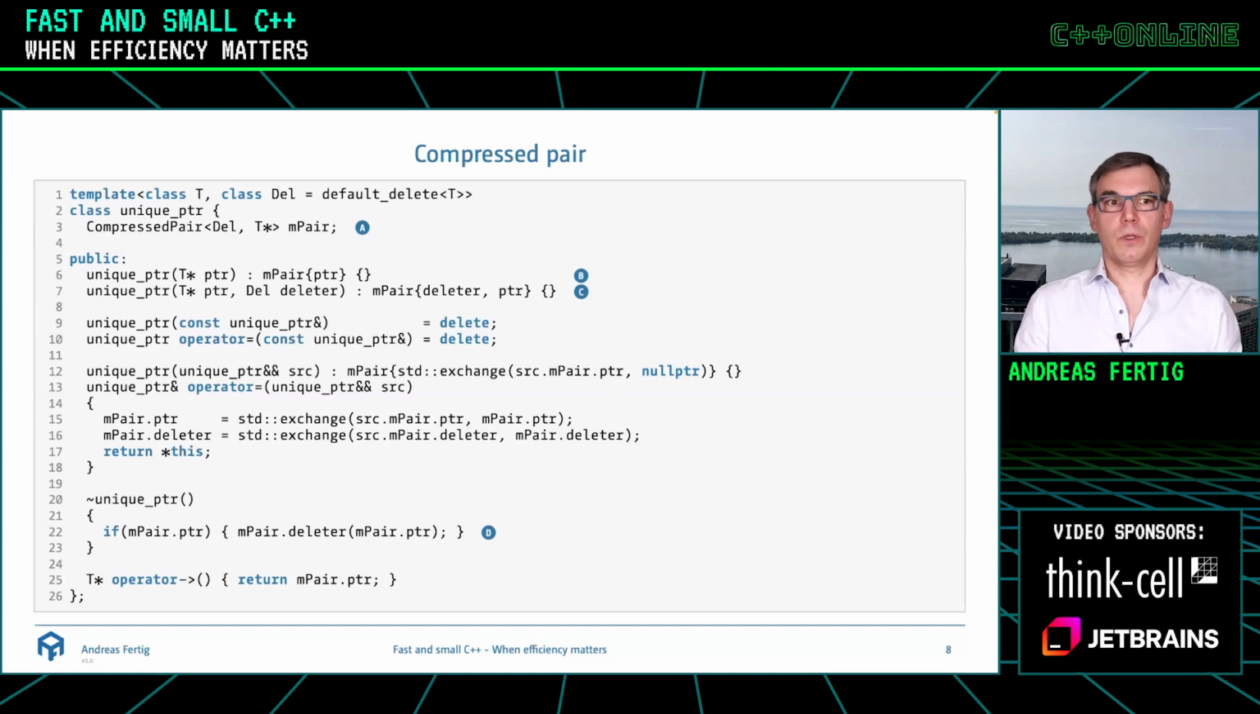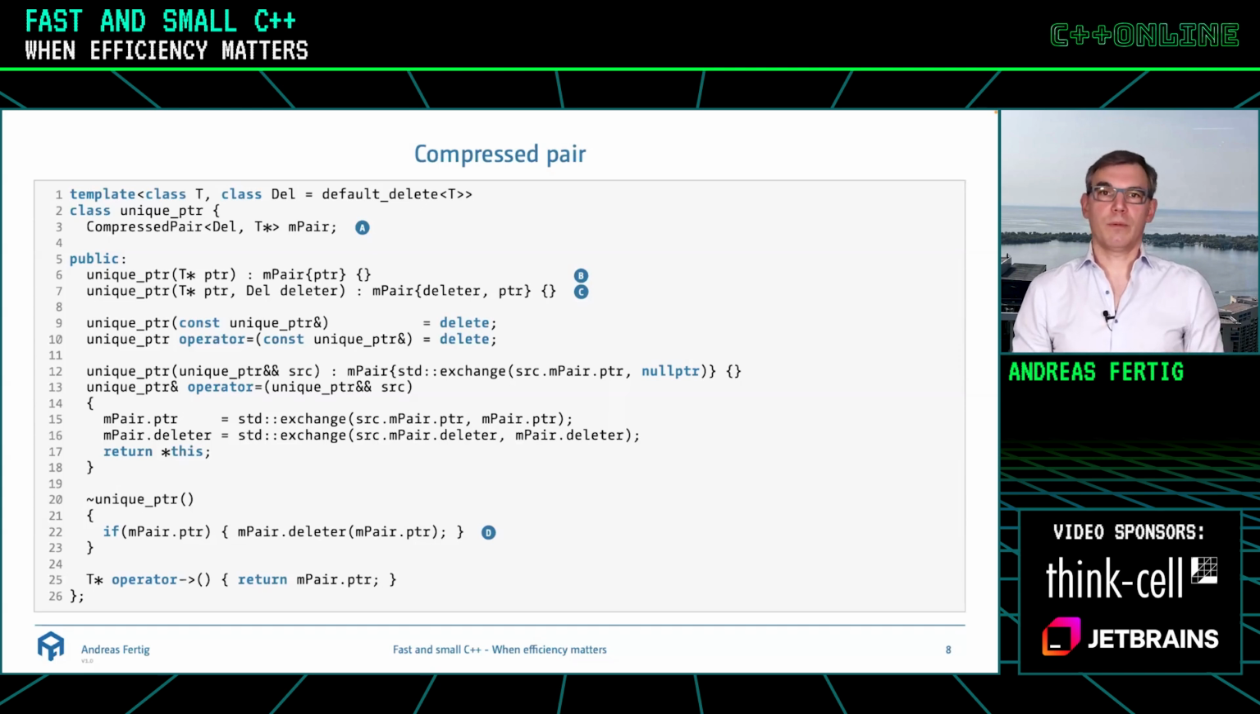We have a constructor here with a single argument, my unique pointer. That one initializes Ampere by passing just a pointer value. And then I have a two-argument constructor that passes a T star and the deleter to Ampere. You know the drill: a unique pointer is only movable, not copyable. So the copy operations are deleted, move operations are implemented.